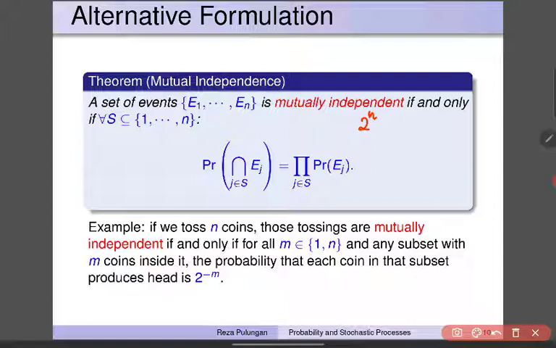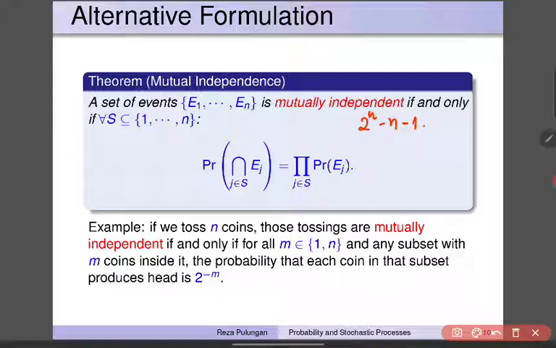So if we have n events, that means that the number of conditions that we have to check is equal to 2 to the power of n minus n minus 1. And this is very large and grows very fast. For example, for n equal to 5, we are talking about 32 minus 5 minus 1. But still, this alternative formulation is actually much better than the previous definition for us to verify n events to be mutually independent.